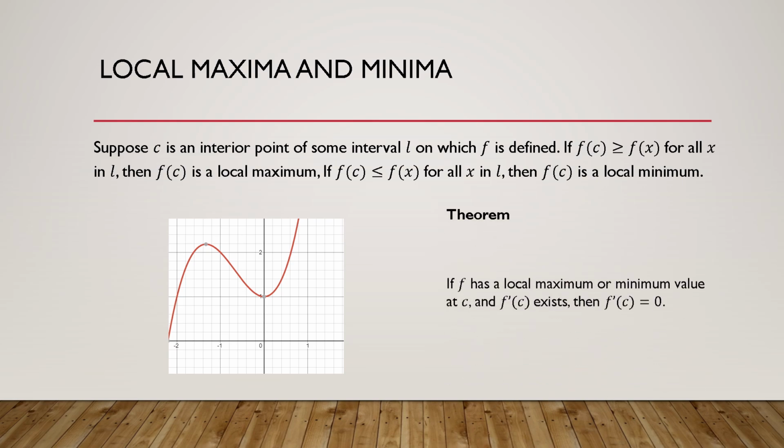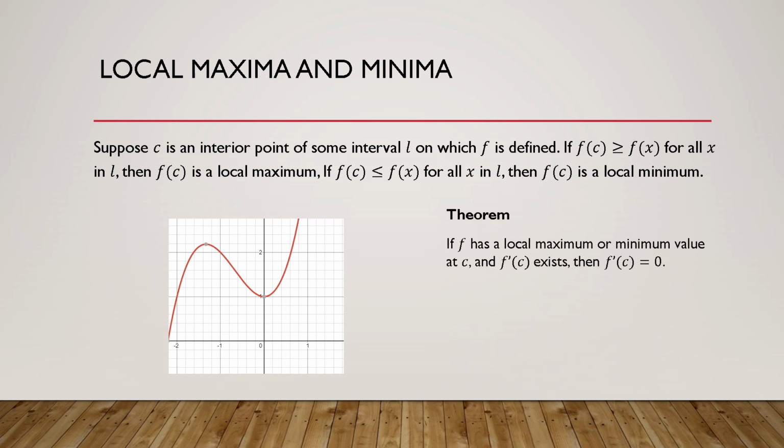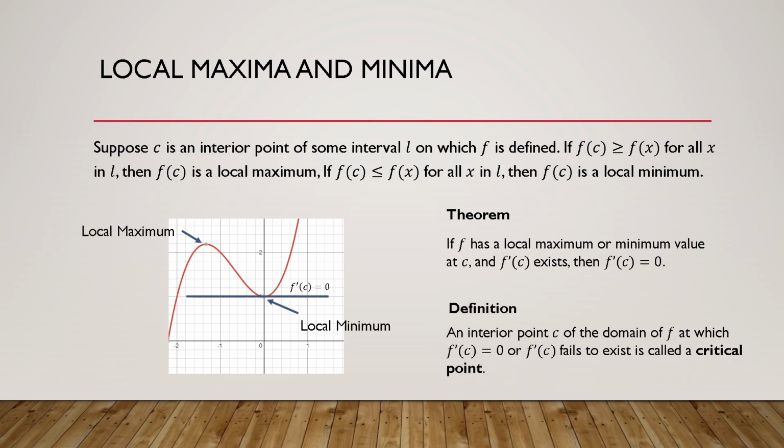The theorem states that if f has a local maximum or minimum value at c, then f prime of c exists and f prime of c equals 0. We can then define an interior point c of the domain of f at which f prime of c equals 0, or f prime of c fails to exist, as a critical point.